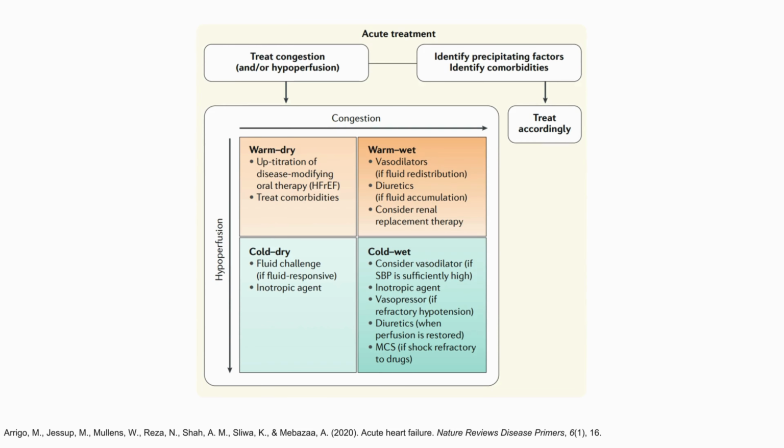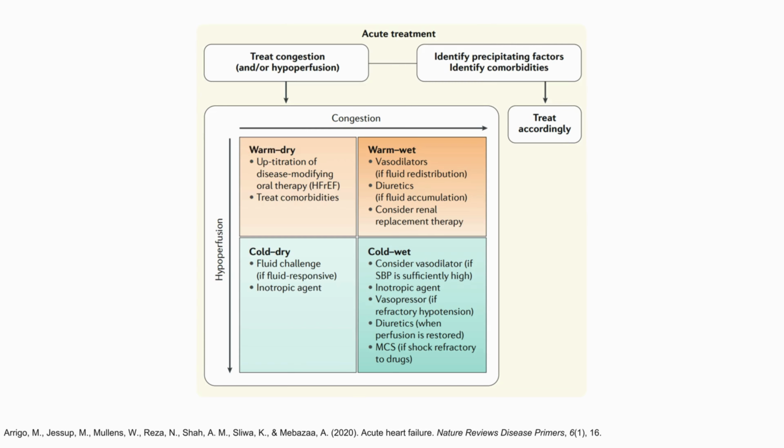When we talk about the acute treatment for heart failure, we should identify risk factors and comorbidities and, of course, treat them. On the other hand, we should also assess for congestion and hypoperfusion. I love this diagram because it classifies patients into four groups. They are either described as wet or dry, depending on their fluid status, and either cold or warm, depending on the assessment of their perfusion status.